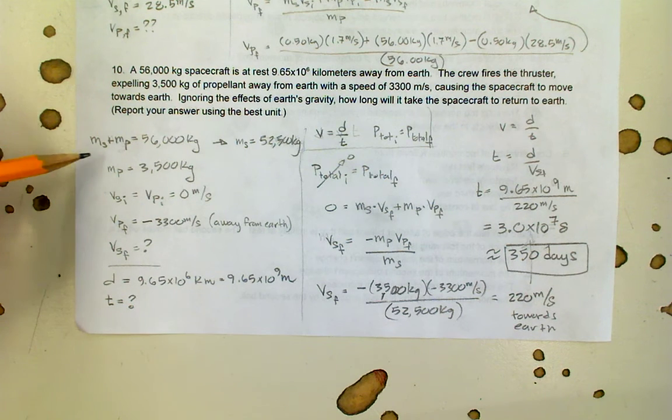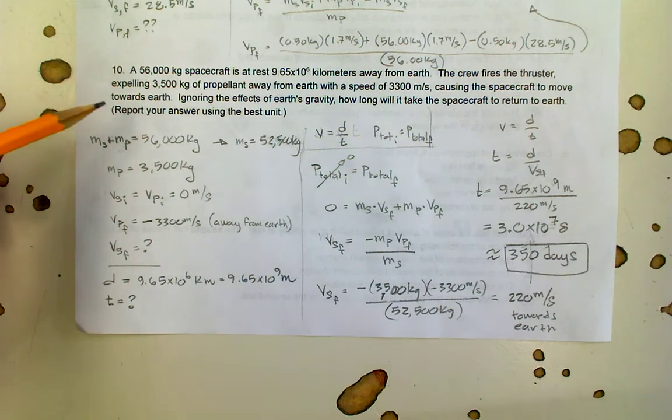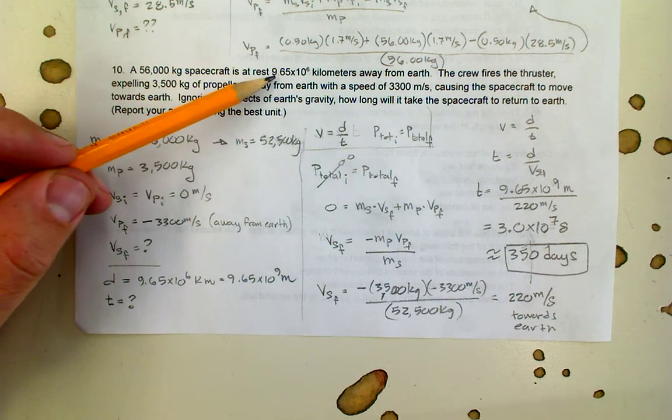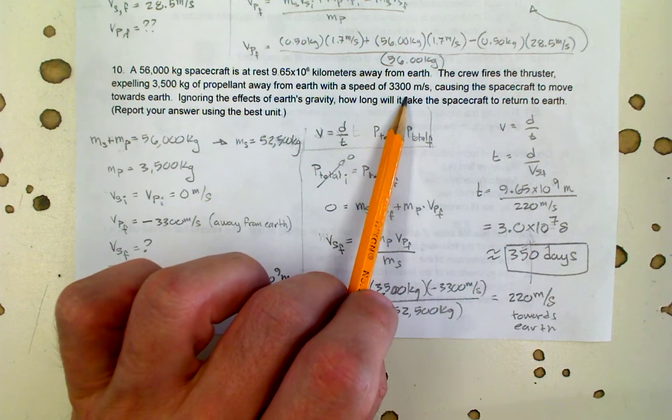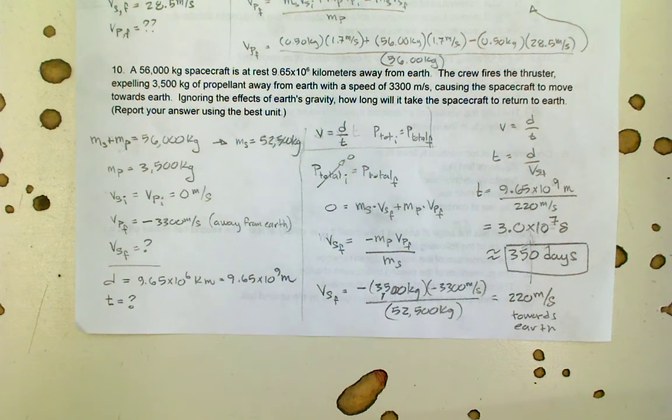I started off with we got a spaceship, and it's really far away from Earth, and we want to know how long it's going to take for them to get back if they fire their thruster in a certain way. And when a rocket ship or any spacecraft fires a thruster, they're basically expelling mass with a really high speed in the opposite direction that they want to go.